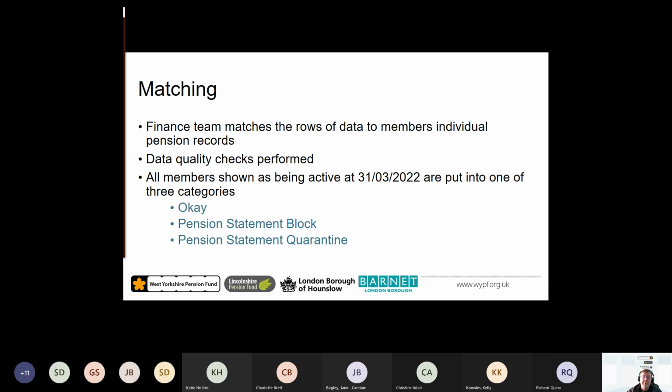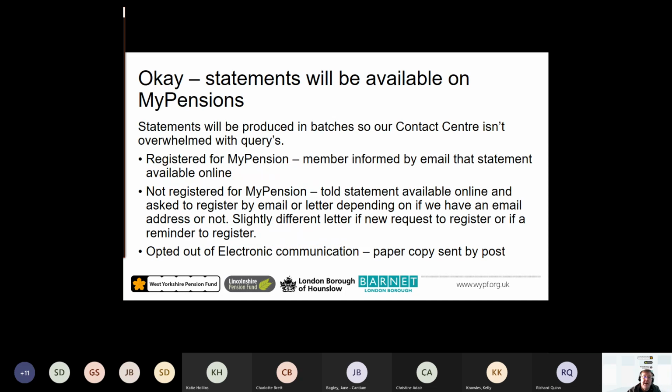Data quality checks are performed on the data, both on the March return and comparing data to previous years, etc. And all the members shown as being active as at the 31st of the 3rd, 2022 are put into one of three categories. We have OK, pension statement block, and pension statement quarantine. Hopefully, the vast majority of your members are going to fall under the OK category. For these, we will produce the pension statements, and for the vast majority of members, these will be available on My Pension.